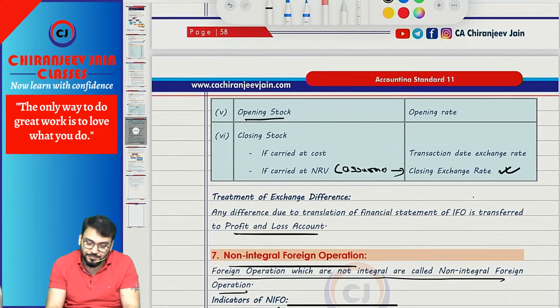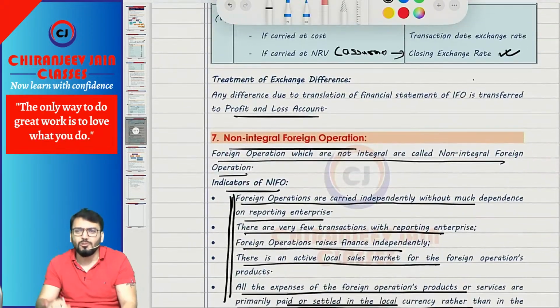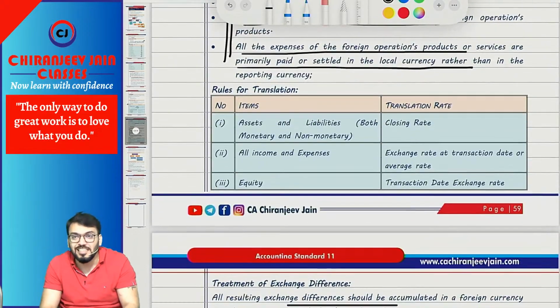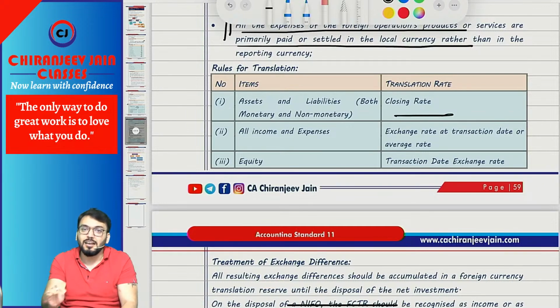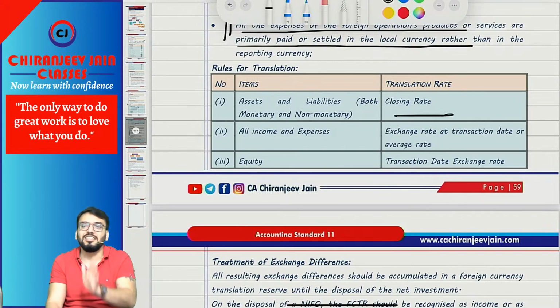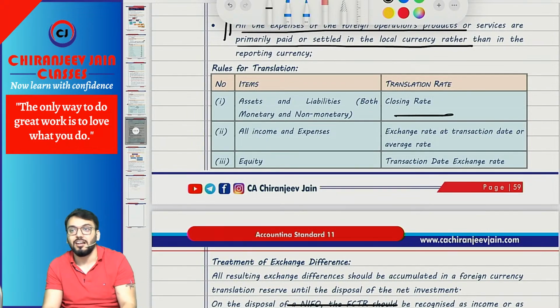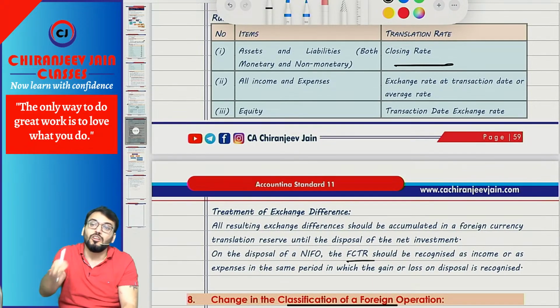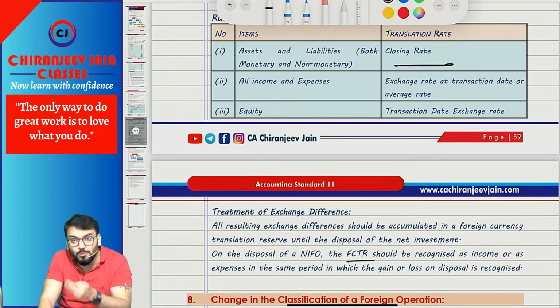Understood? Correct? But if it is NIFO, the rules become a little simpler. If it is NIFO, all assets and all liabilities, whether monetary or non-monetary, will be translated using the closing exchange rate. Income and expense or revenue items will be translated using the transaction date exchange rate or average rate. Only this is the rule. Equity will be at the transaction date exchange rate. Any difference will be transferred to a special account known as FCTR, the foreign currency translation reserve account. Any difference will be transferred to FCTR, which will be transferred to PL on disposal of such foreign operation. When the foreign operation is disposed of, then FCTR will be transferred to PL.